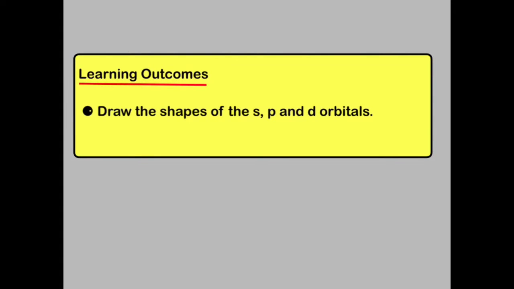So to finish off, let's review the things you should have learnt from that lecture, and that is that you should be able to draw the shapes of the s, the p and the d orbitals.